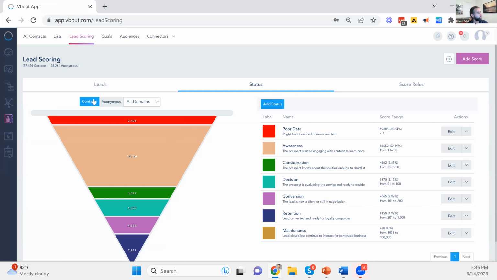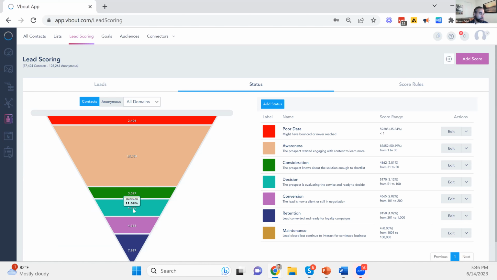Contacts are people who I know exactly who they are. Anonymous are people who are just general IP address. They haven't identified themselves yet. And I could have two different funnels. But generally speaking, I have 2,000 contacts with emails and names in the early stage, 15,000 in the awareness stage, 3,000 in the consideration phase. These are people who are probably actively evaluating VBOUT, engaged enough.